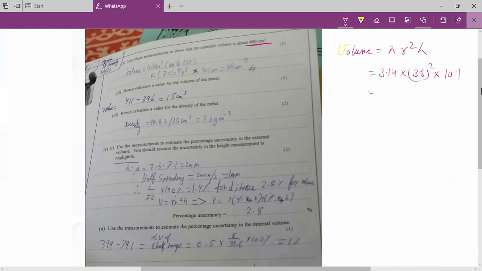How is this possible? This is literally the answer I'm getting. Once again, I'm sending you an image of what I'm getting. I'm getting 411. Oh, hold on, 411, that's the right answer. 411 centimeter cube, which is equal to 400 centimeter cube when rounded off. Yes, that's right. Hence, calculate the value of the volume of the metal.